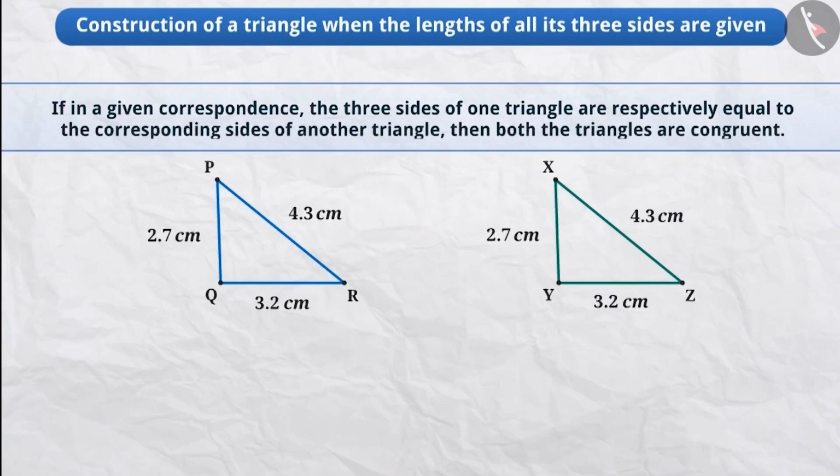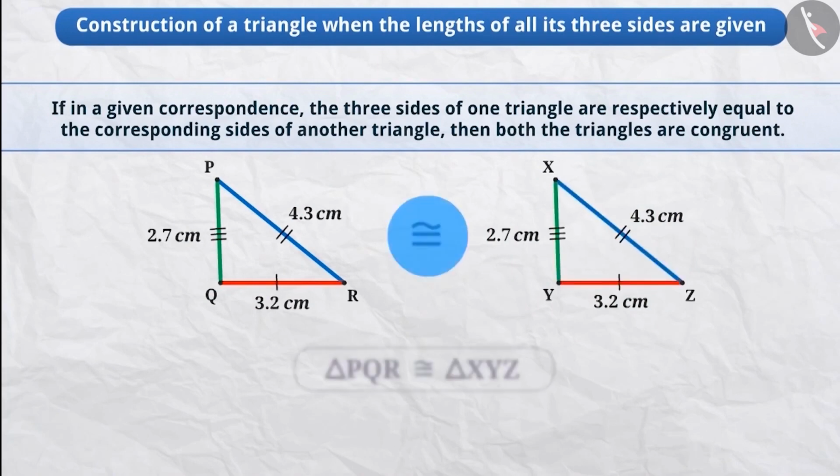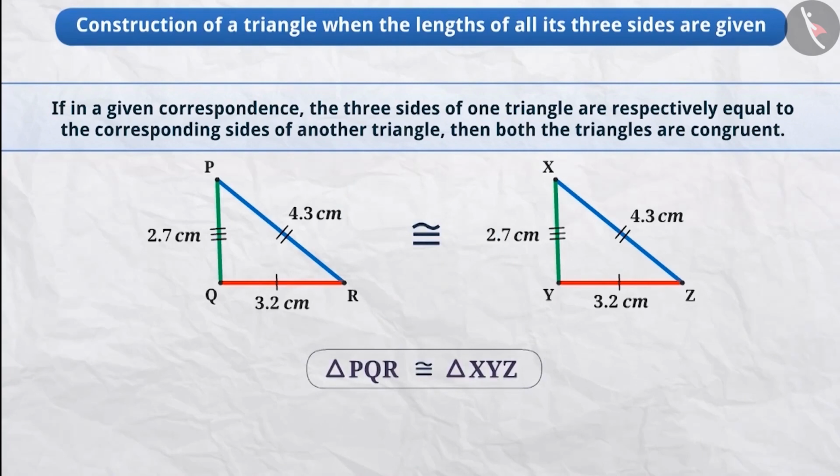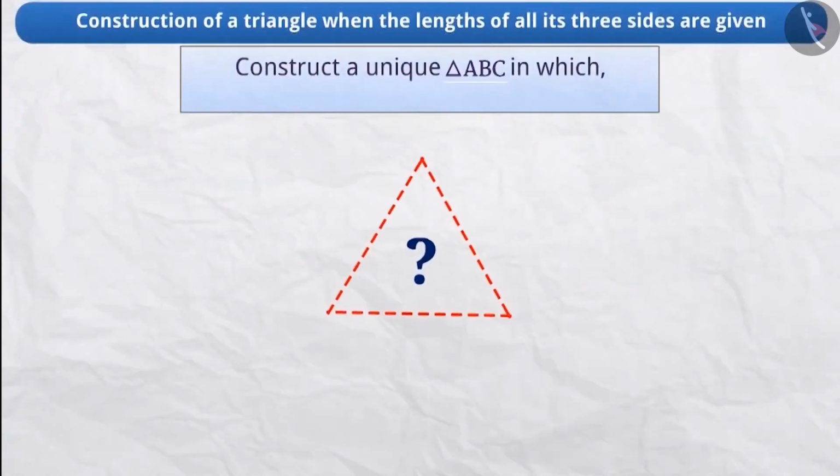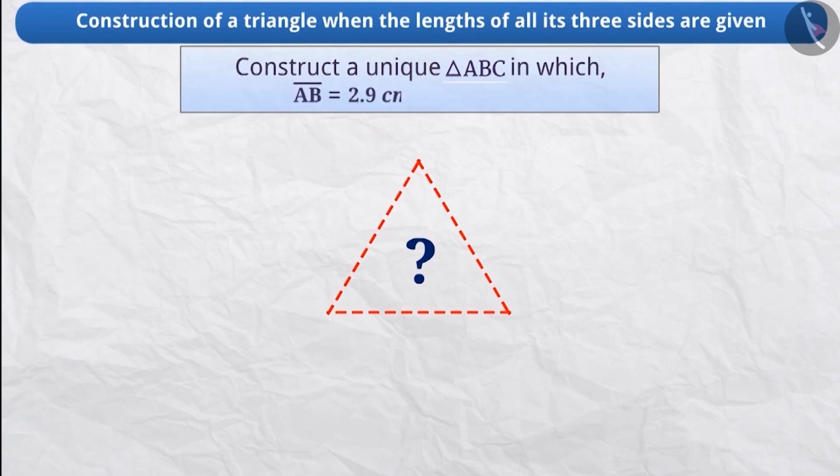Under the given correspondence, if all the three sides of one triangle are respectively equal to the corresponding sides of another triangle, then the triangles are congruent. This criterion of congruence is also known as the SSS congruency criterion. Can a unique triangle be constructed when the length of only two of its sides are known? Think for a while.